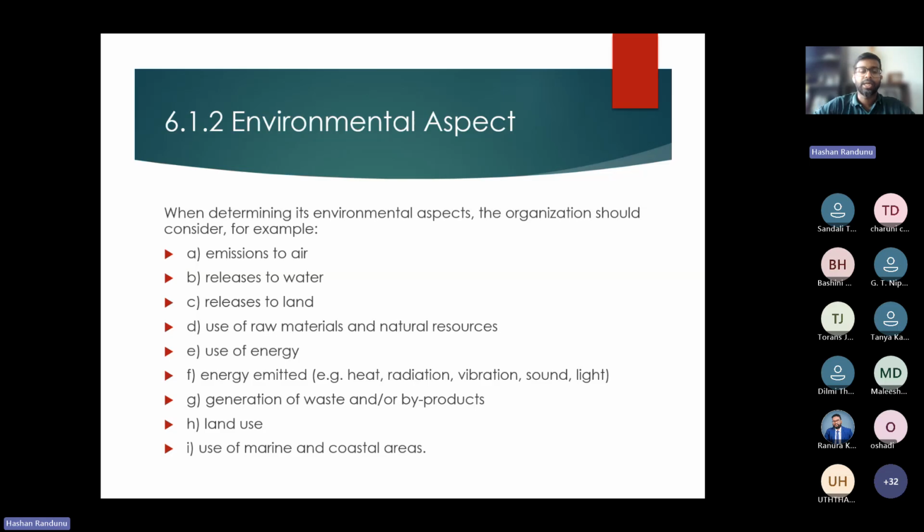So you can see the examples for environmental aspects: emission to air, releases to water, releases to land, use of raw materials and natural resources, and also use of energy, energy emission, generation of waste and byproducts, and also land use and use of marine and coastal areas, right? If you do any activity that has those aspects, we need to consider those activities when we identify the environmental aspects, right?